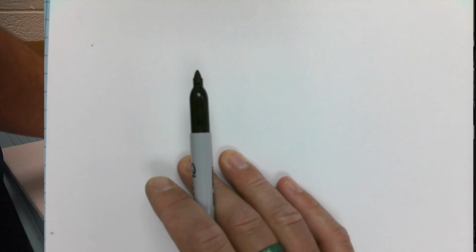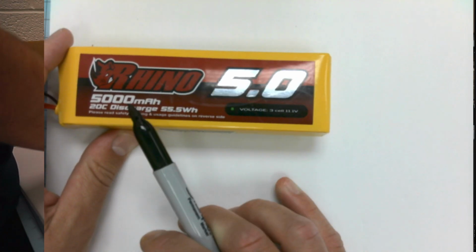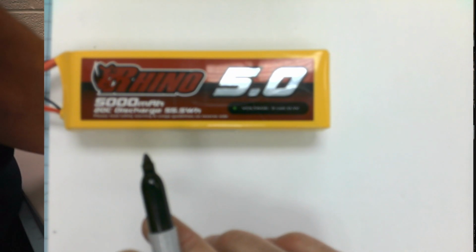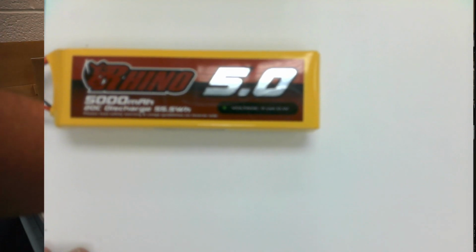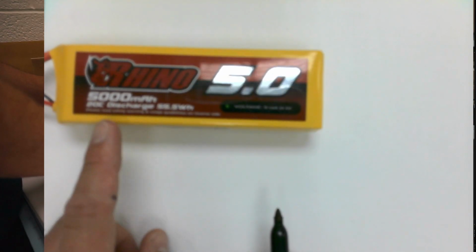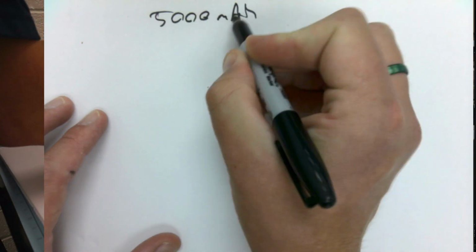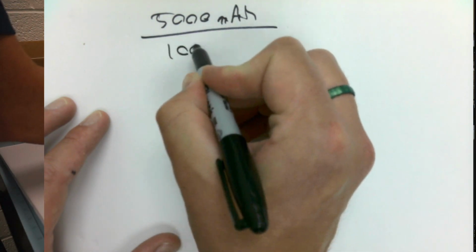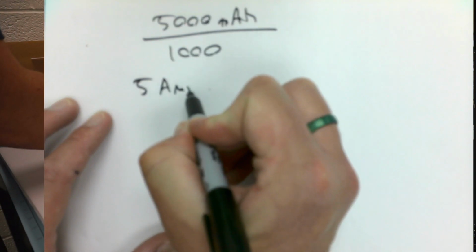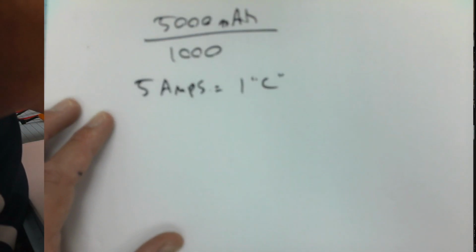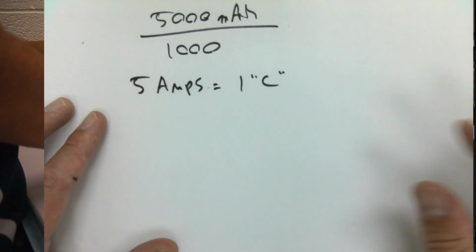Okay, let me get this on the screen. There we go. So this other battery here is a 5,000 milliamp hour battery with a 20C discharge rate. I don't care how many cells it has in this calculation, it doesn't even matter, but this one happens to be a 3-cell. So we're going to say 5,000 milliamp hour, and divide that by 1,000. We all know we get 5 amps equals 1C for this battery.